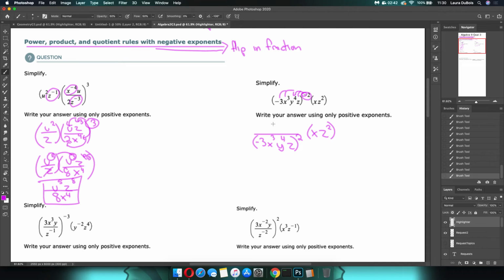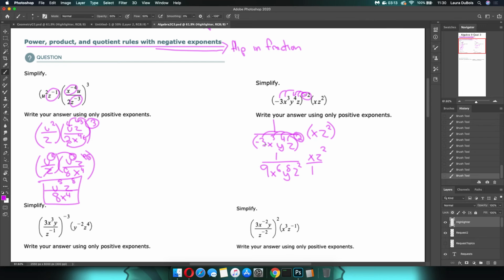And what's your placeholder here when you don't have anything? A 1. Now, visually, the negative exponent is gone, and that's easier. I can take my squared and I can distribute it across everything. So 1 over negative 3 squared is positive 9. X to the 3 times 2 is x to the 6. Y to the 4 times 2 is y to the 8th. Z squared is just z squared times xz squared.